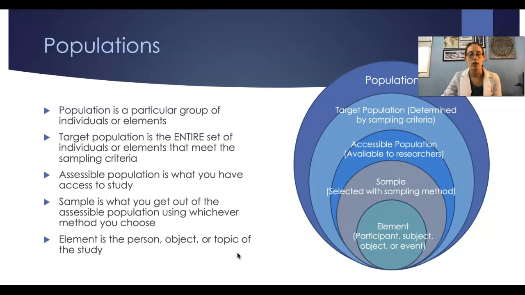Sample is what you get when the accessible population uses whatever method you choose. You're not going to be able to get your whole population, so we work out of a sample of the accessible population. And element is the person, object, or participant of the study. The element is the thing that we're trying to study. The sample is what we're getting that information out of. We draw that from the accessible population, which was made up of our target population, which was determined by sampling criteria. We'll cover that later. And that all comes out of the whole population. They're all relative to one another, but it's really important to pull from the right sources to get what you need for your study.